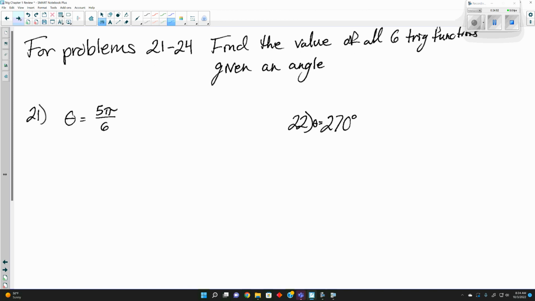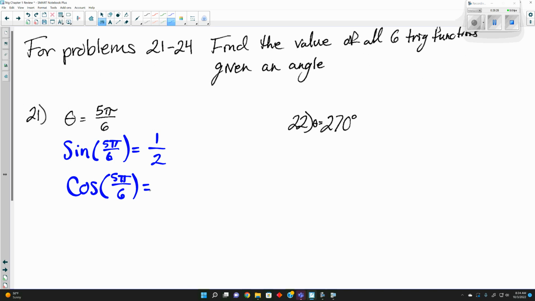Now if we look at 5 pi over 6, it'd be nice if it's on the unit circle, because if it is, it kind of gives us the answers. And if we look at this here, well, 5 pi over 6 is on the unit circle. And sine is our y value on the unit circle. So on the unit circle, if we look at 5 pi over 6, it tells us that sine is 1/2. Cosine of 5 pi over 6 is negative square root 3 over 2.